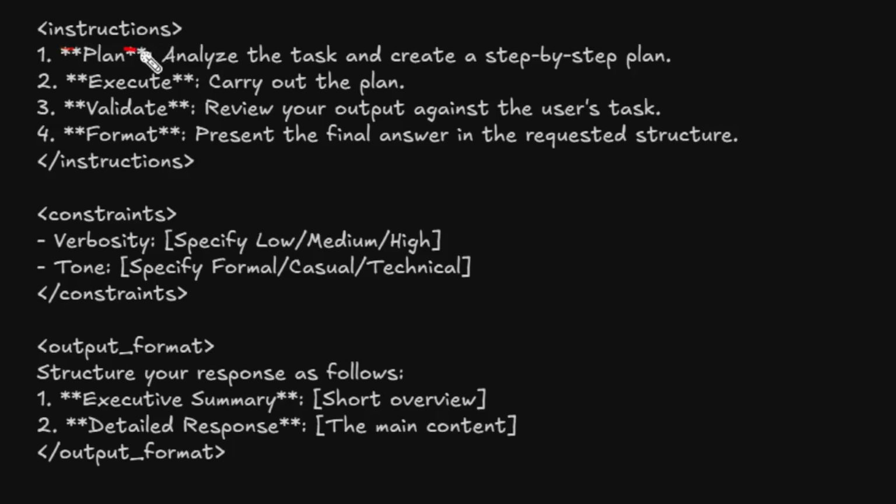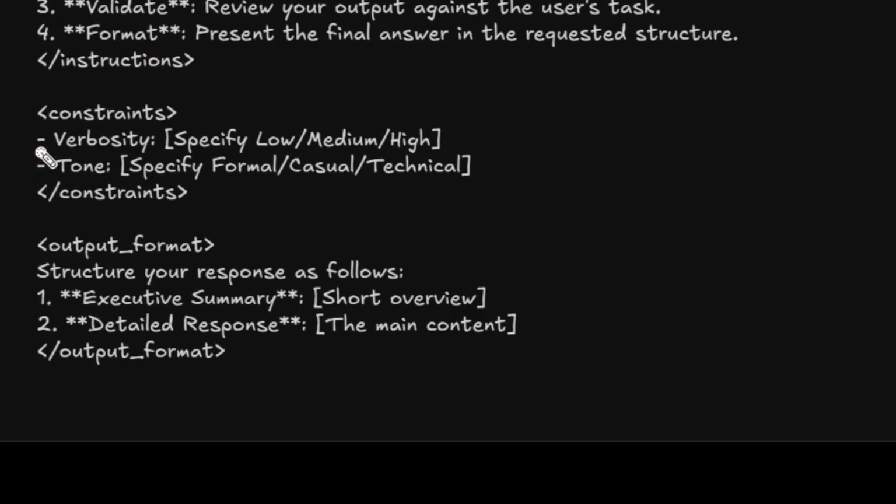So this is effectively bolded, and then here's your plan, analyze this, blah, blah, blah, and then this is also bolded. Step 2, execute, carry out the plan. Step 3, bolded, etc. Slash means close, so this is the end of your instructions. Now, constraints. This is basically a bullet. Again, this is Markdown. This would convert to a bullet.